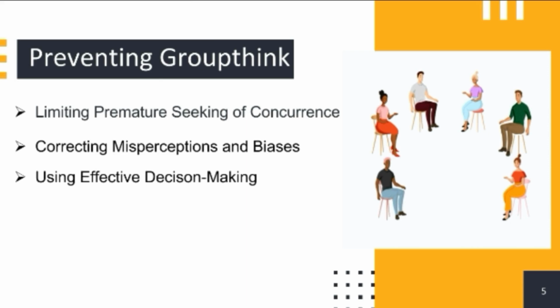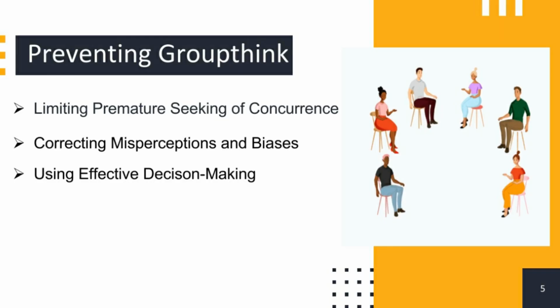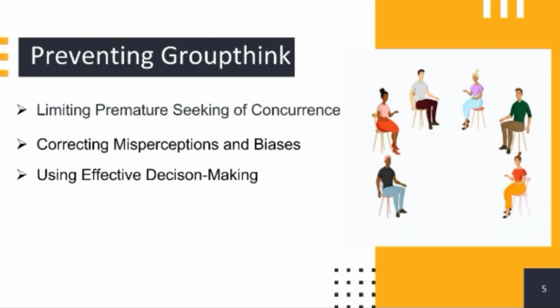So there are ways groups can lessen their chances of succumbing, through limiting premature seeking of concurrence, such as an open style of leadership or a devil's advocate in subgroup discussion. Just like in the Bay of Pigs invasion, Kennedy implemented changes, dropped his close leadership style, and reduced pressures to conform. He sometimes broke the advisors into separate groups.